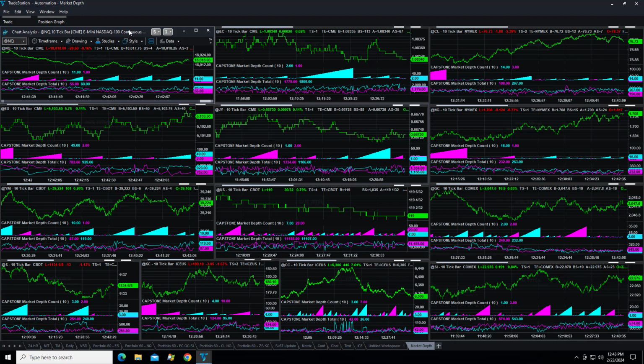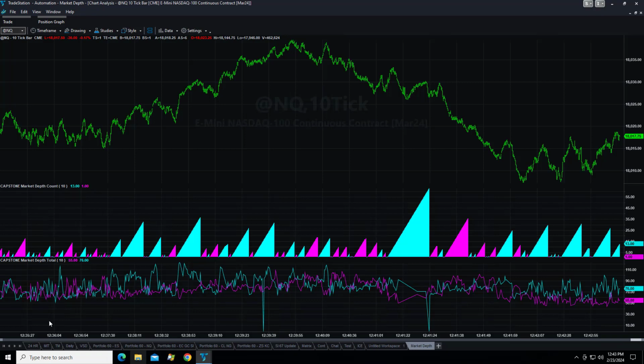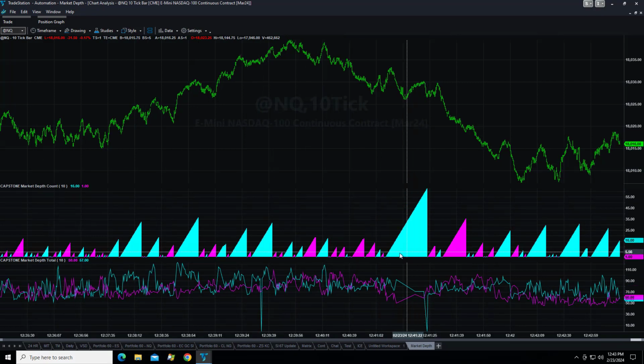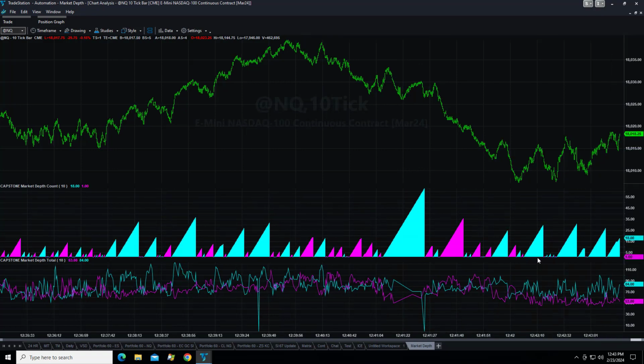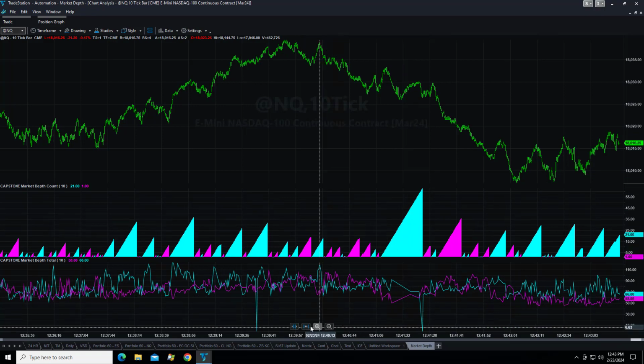I have an entire workspace here. For example, here it is on the Nasdaq, and you can see oftentimes how long the bids are greater than the offers, or offers are greater than the bids. And sometimes when there's blue, oftentimes that could be a turning point. These are 10-tick charts.